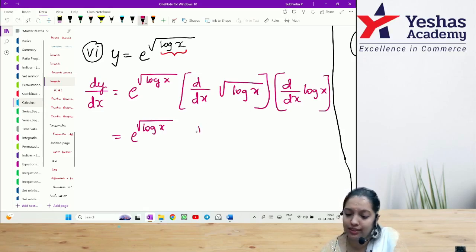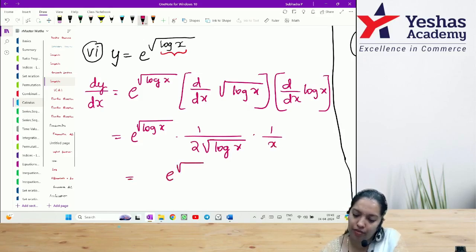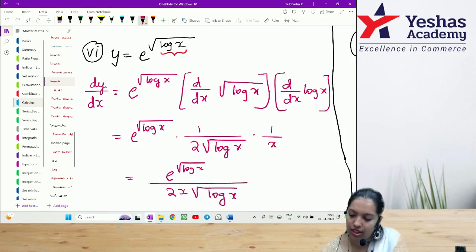1 by 2 root x. So it is 1 by 2 root log x into derivative of log x, which is 1 by x. This is the final answer: e to the power root log x divided by 2x root log x. That's it. Done.